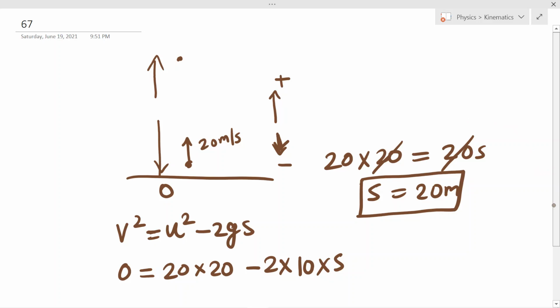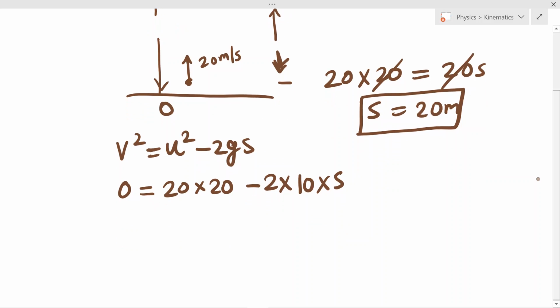Let's do one more problem. Suppose there is certain height. From that height the object is dropped. Let's say 400 meter. From 400 meter this body is dropped. Calculate its velocity when it is 200 meter above from the ground. So when it is 200 meter above from the ground, what is its velocity? And also find the time taken to reach the ground.